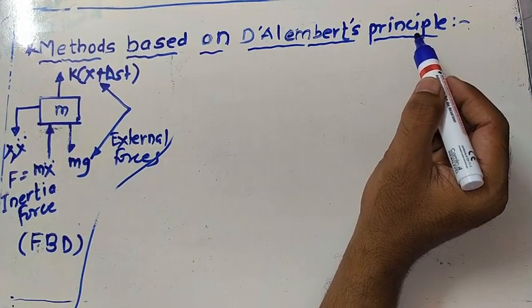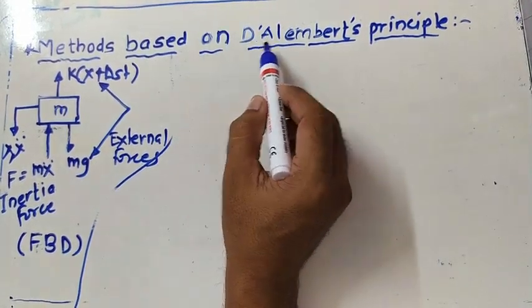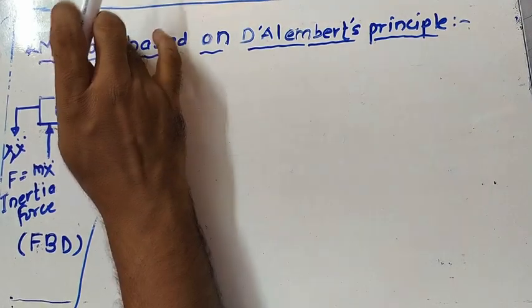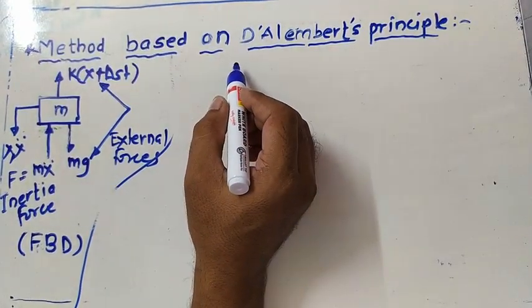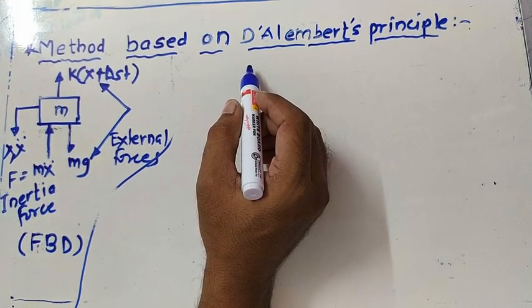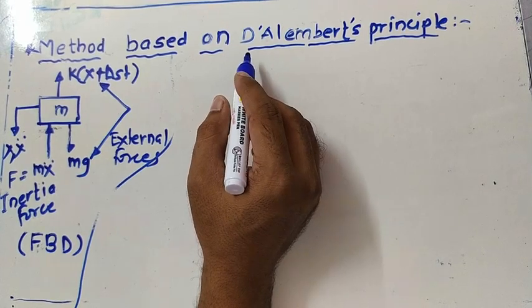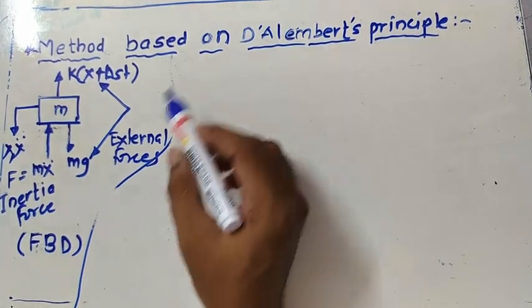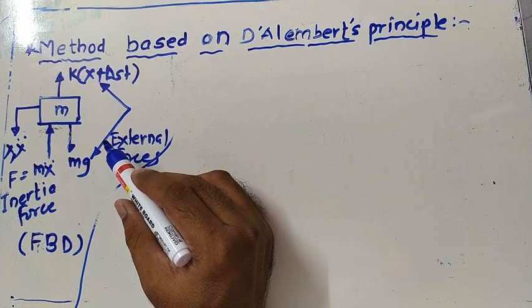So let us discuss the next method, the method based on D'Alembert's principle. This method is based upon the fact that whenever a system is in equilibrium, the algebraic sum of forces and moments on it must be zero. D'Alembert's principle converts the dynamic problem into a static problem by adding the inertia force.